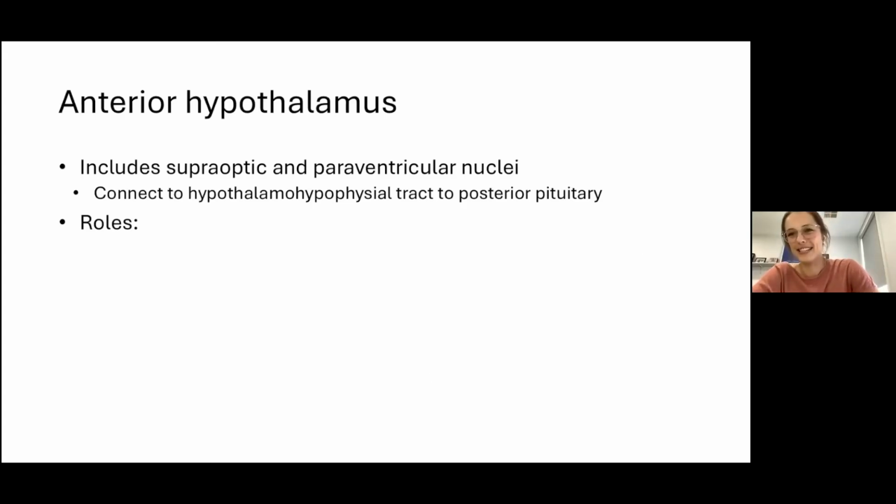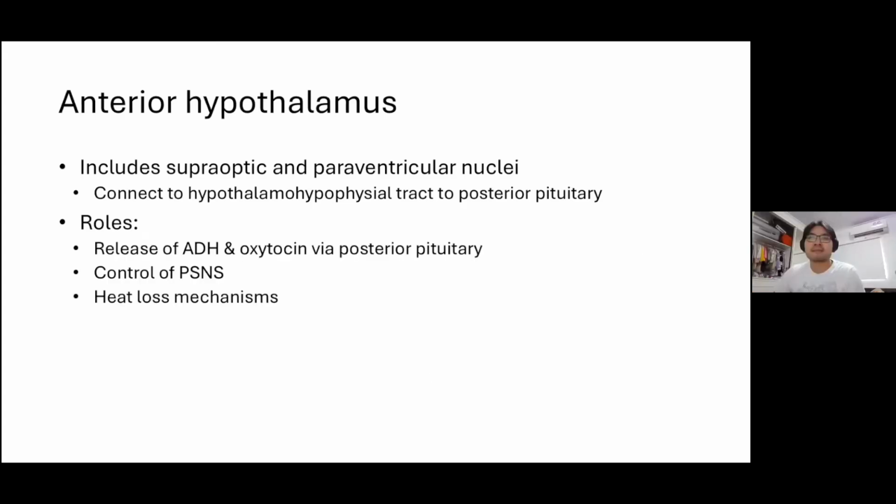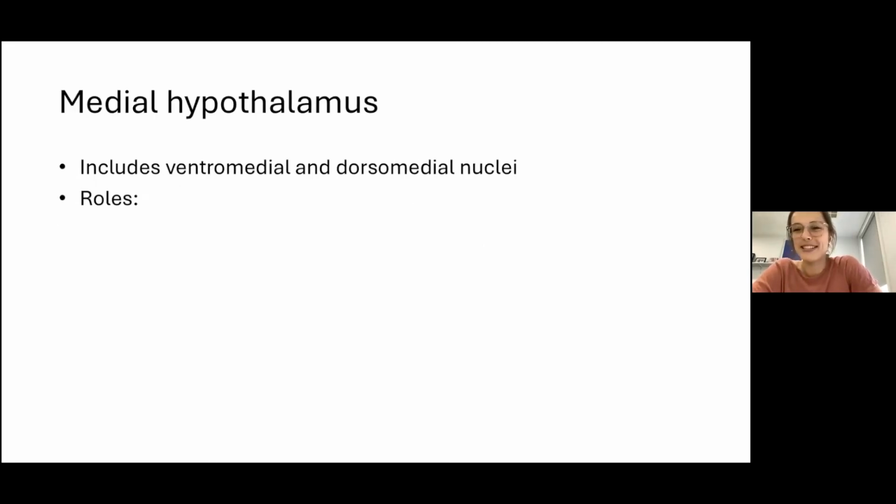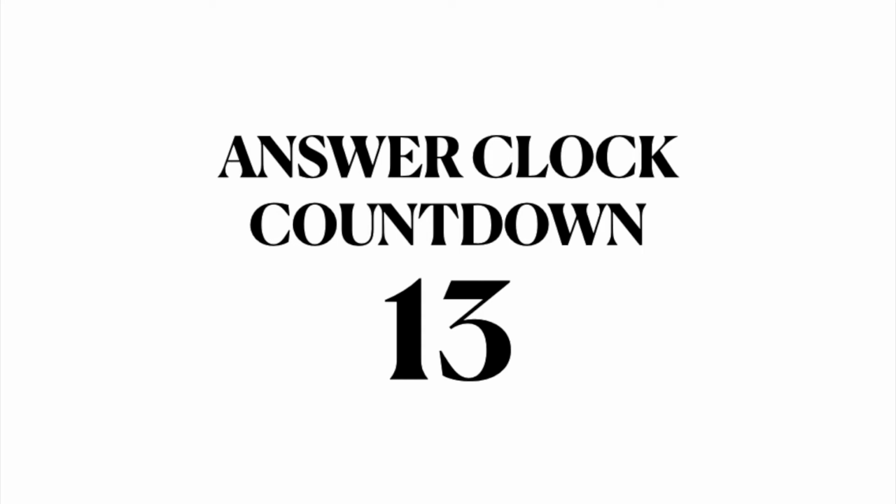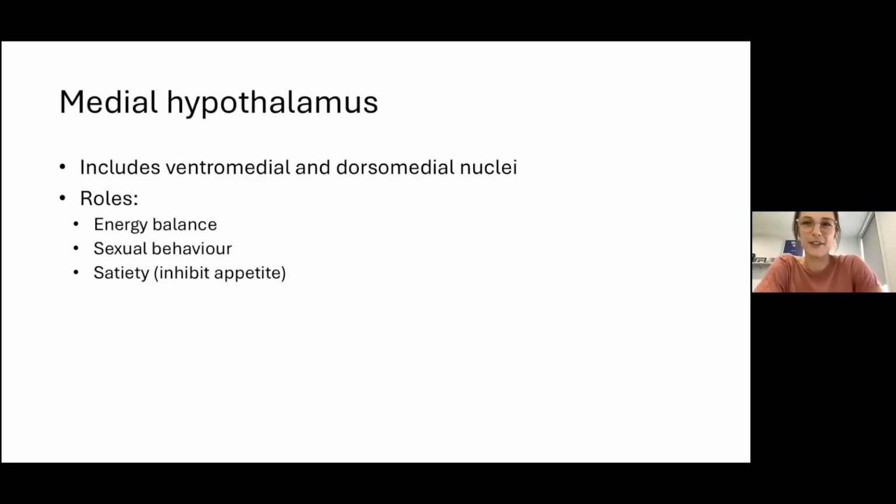So we've got our production of ADH and oxytocin, as you said, and that's released by the posterior pituitary. It's also involved in control of your parasympathetic nervous system and in heat loss mechanisms, so like vasodilation and sweating. Very good. Medial hypothalamus. In general, exactly as you said, energy balance, sexual behavior, and satiety.